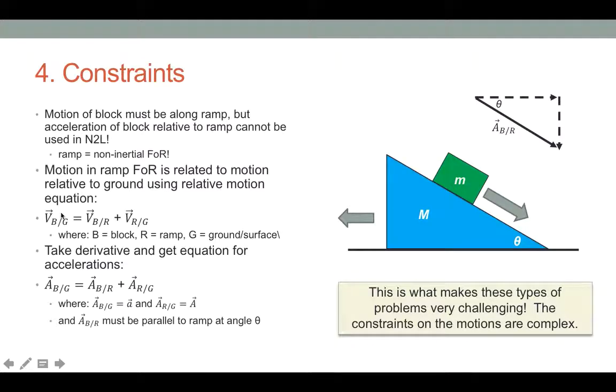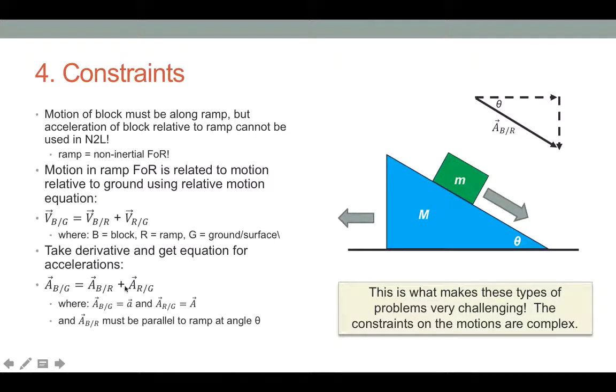And the way we can do that is using the relative velocity equation that we've used before. Namely, the velocity of the block with respect to the ground must equal the velocity of the block with respect to the ramp plus the velocity of the ramp with respect to the ground. That is just our relative velocity equation. However, we don't want velocities, we want accelerations. So what we're going to do is take the derivative of this equation and we get a similar equation, but now for accelerations.